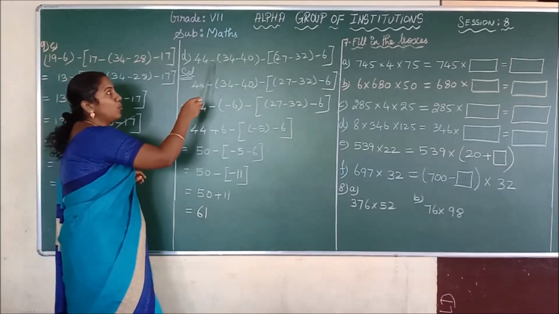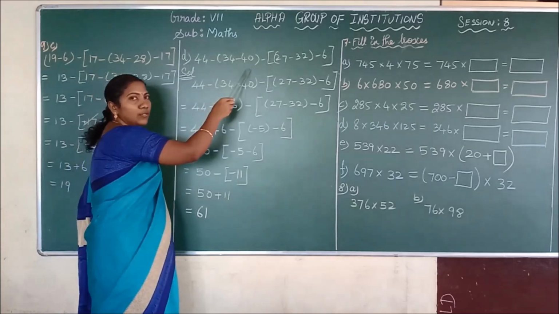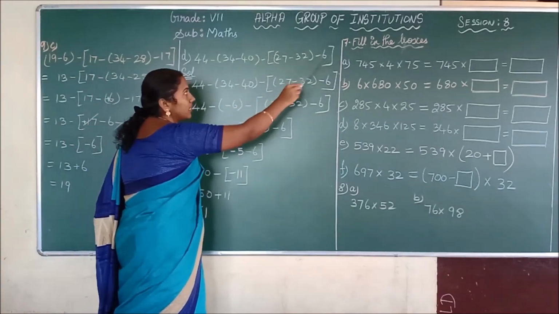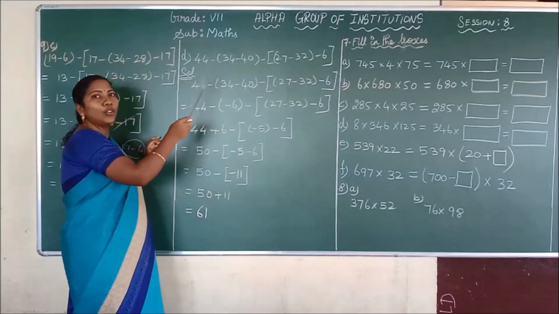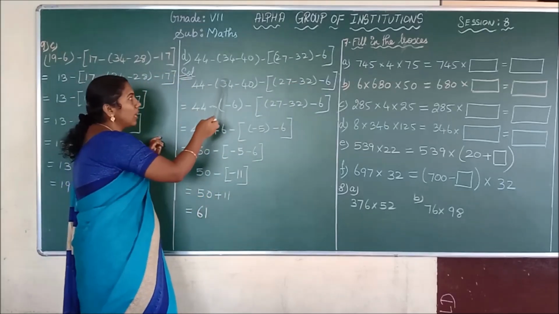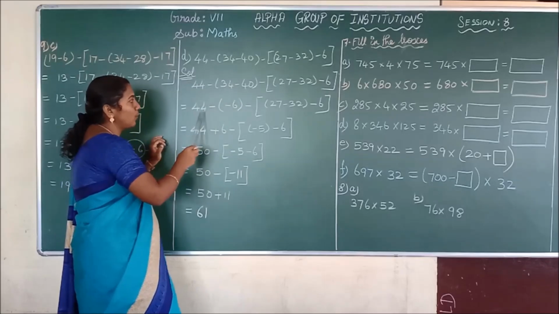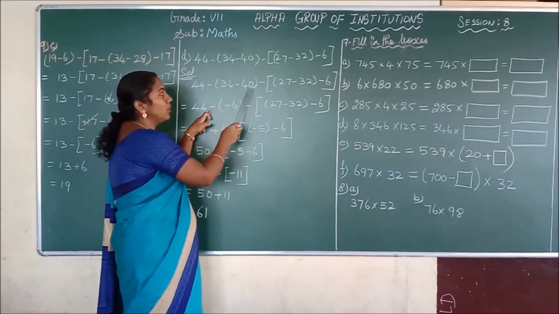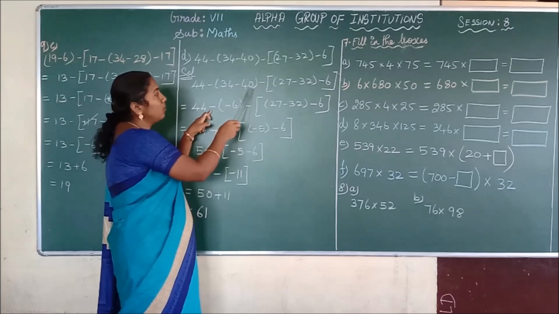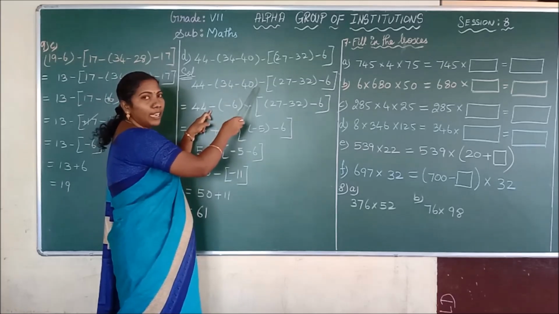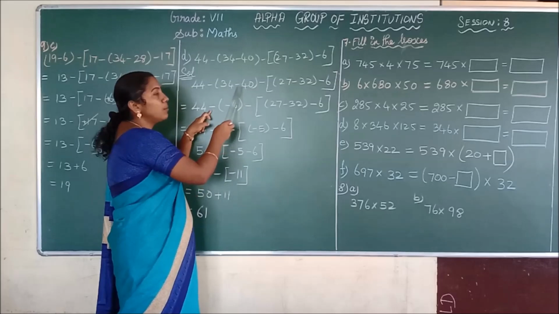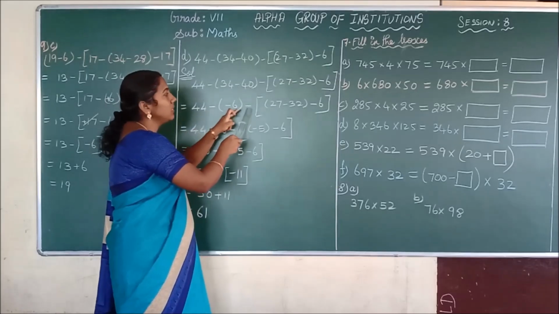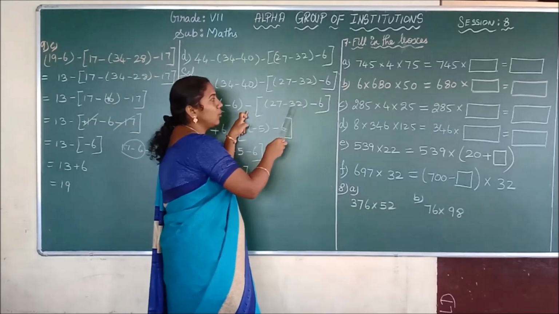Subdivision D. 44 minus 34 minus 40 minus of 27 minus 32 minus 6. Here also first we are going to evaluate the simple bracket first. Again you have to write the question. 44 minus 34 minus 40. Here the given two integers are in different symbol. You have to subtract the smaller number from the greater number and take the symbol of the larger number. Thus we get the minus 6 minus 27 minus 32 minus 6.